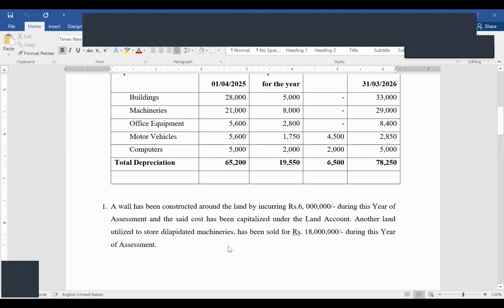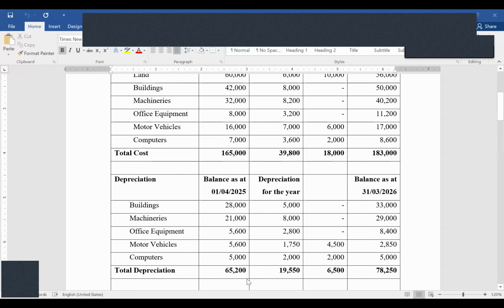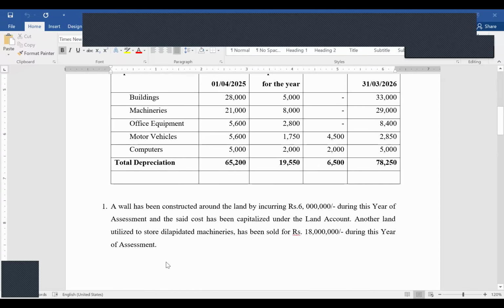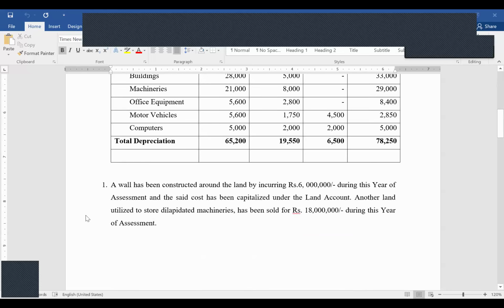So there is a land, and in the land it has mentioned additions. For this addition, you have given a description. It says, a wall has been constructed around the land by incurring 6 million during the year of assessment, and the said cost has been capitalized under the land account. That is why it has mentioned here. Another land utilized to store dilapidated machineries has been sold for 18 million during this year of assessment.